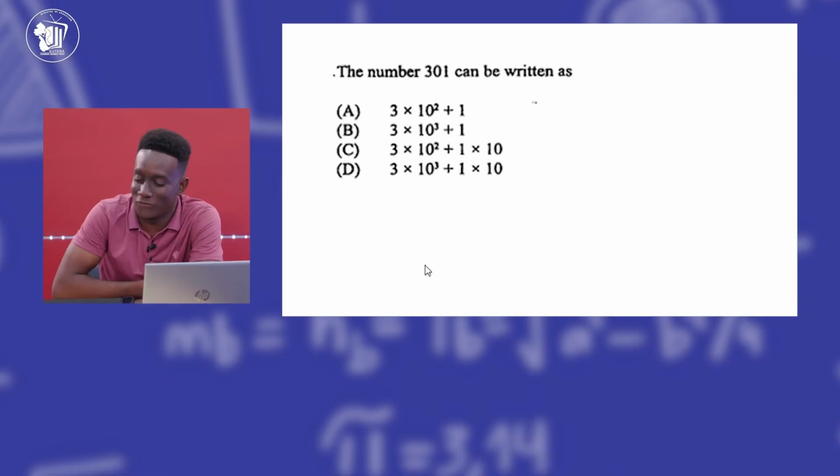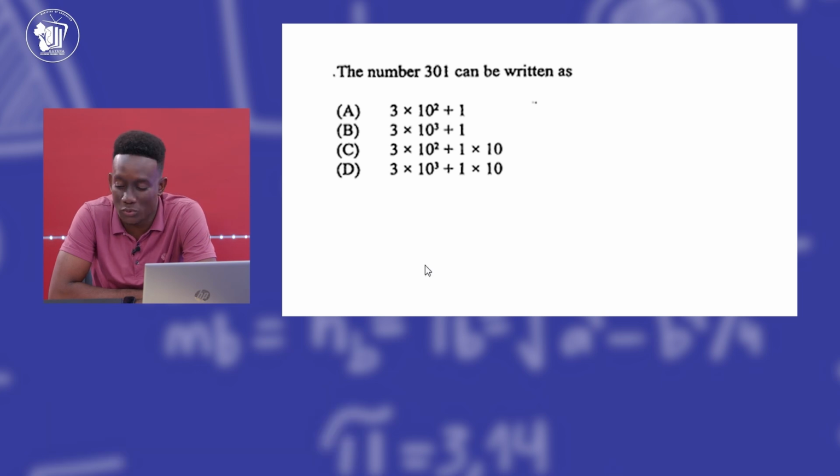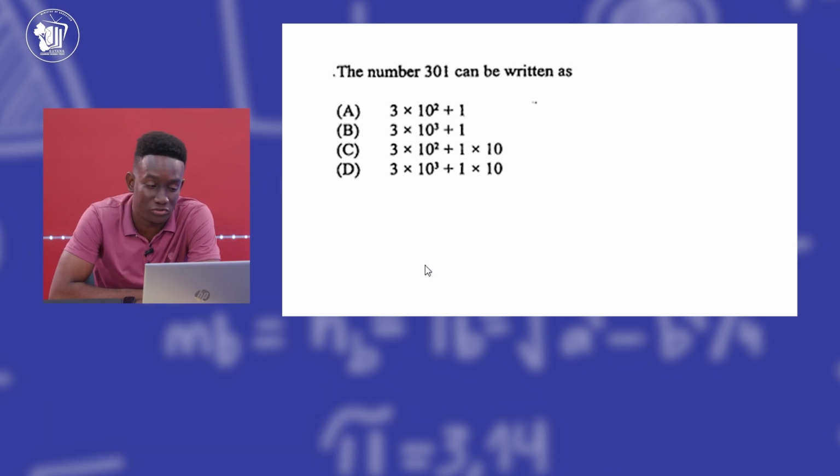In this video we will be looking at some CSEC type multiple choice questions. So let's head straight into it. The first question says the number 301 can be written as, and we have four options there, and we have to choose which one would be the same as 301.